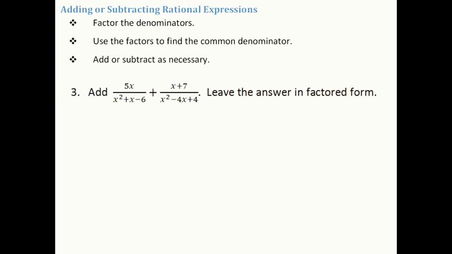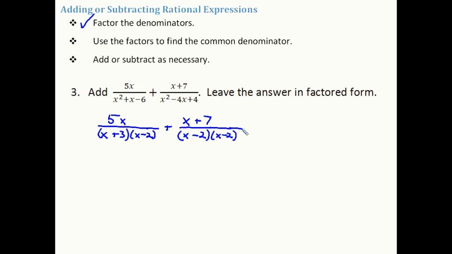Let's take a look at this next one here. This is a case where we are going to want to factor the denominator. The numerators don't need to be factored. But notice here we're finally going to use this first step because our denominators are not the same. So we're going to factor this. So we have a 5x over, factoring, we would get x plus 3 times x minus 2. Over here we have x plus 7 over x minus 2 times another x minus 2.